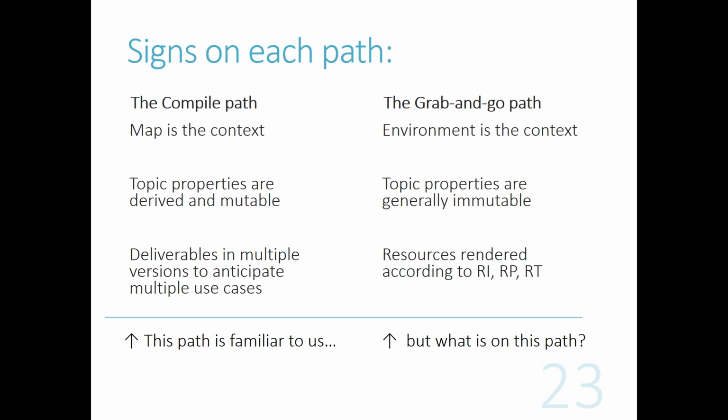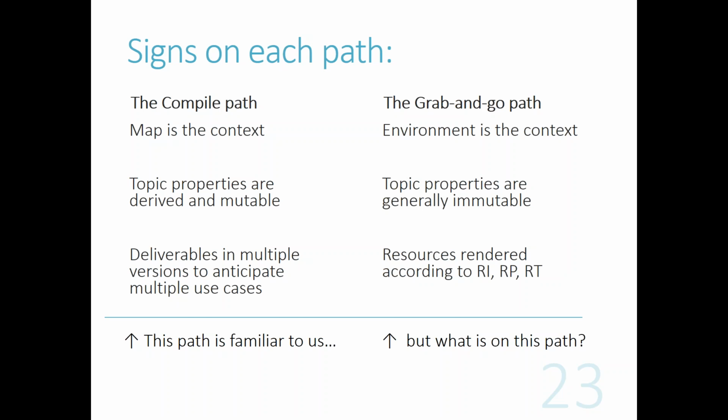And then finally, in the compile path, your deliverables are in multiple versions in order to anticipate multiple use cases. You may say that this is providing different versions of free will, but ultimately they're very canned cases of free will. Whereas in the grab-and-go path, resources can be rendered according to the properties in them for getting the right information to the right person at the right time and in the right selection of content. So we're very familiar with the compile path if you've been working with DITA before, but you may be very curious about what's on the grab-and-go path.